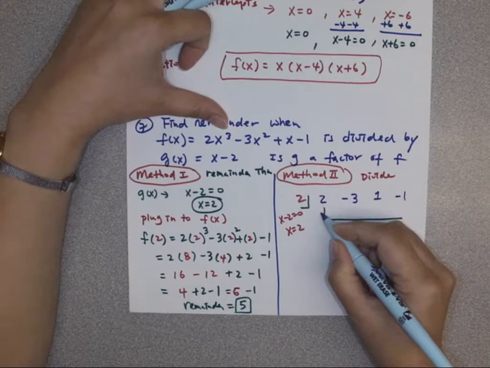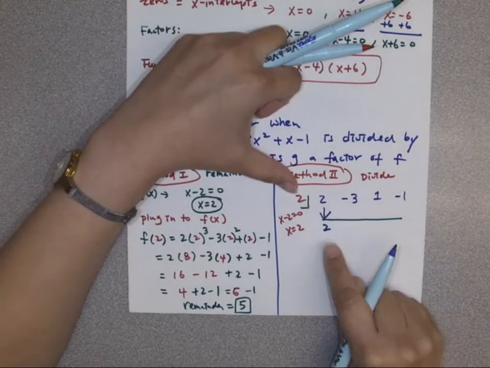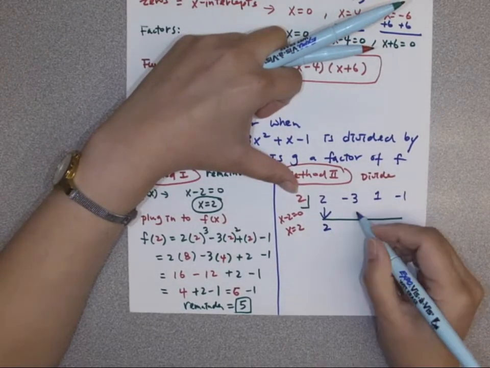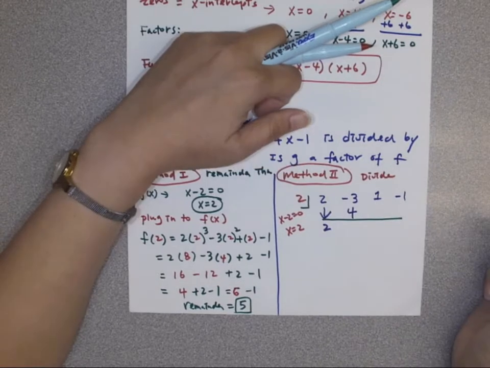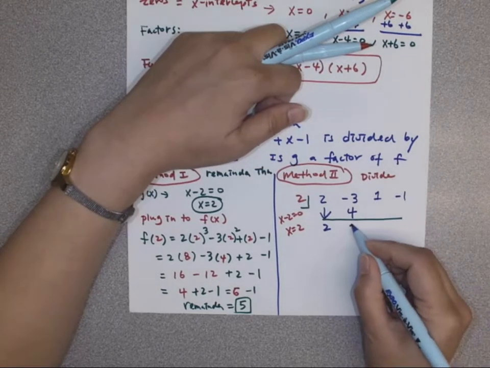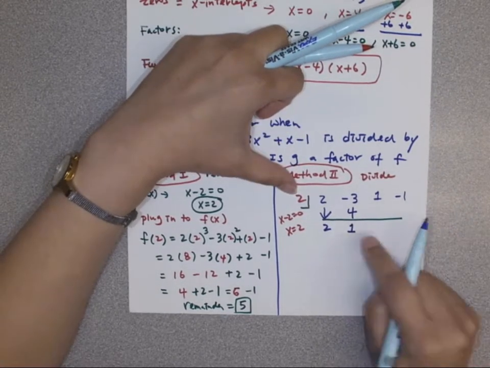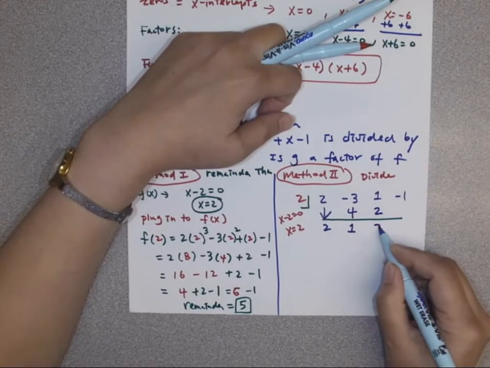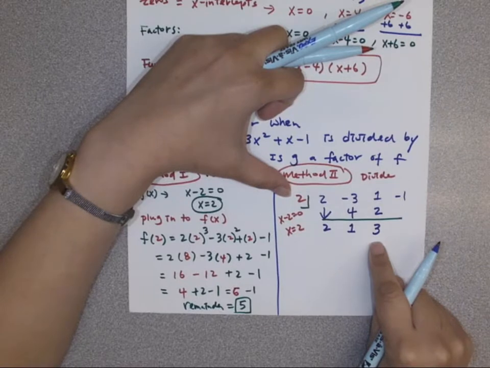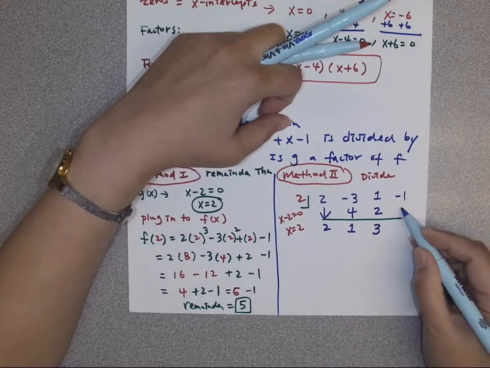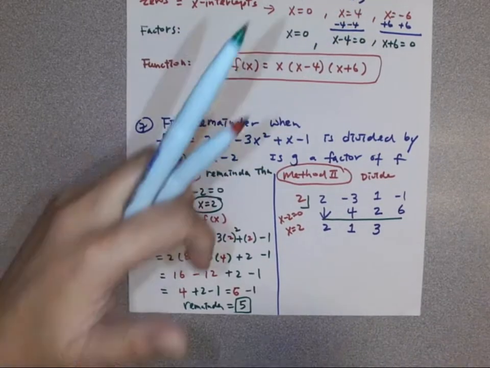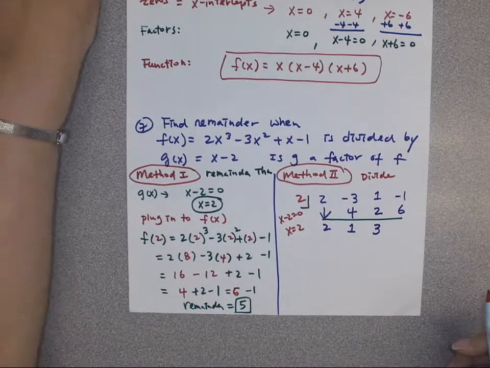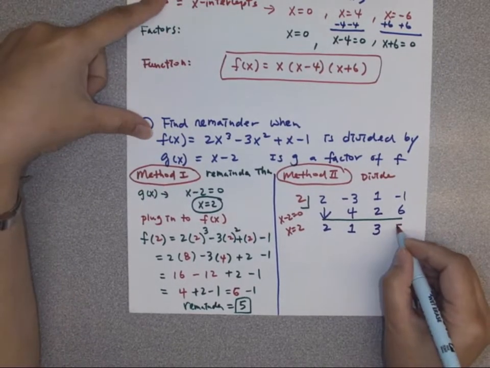So we can bring down the 2. These 2 multiplied together, 2 times 2 is 4. Combine those two numbers, we have -3 plus 4, which is 1. Then 1 times 2, another 2. Combine these two numbers, we have 3. These 2 multiplied together, we have 6. So finally, we can see the remainder is 5.